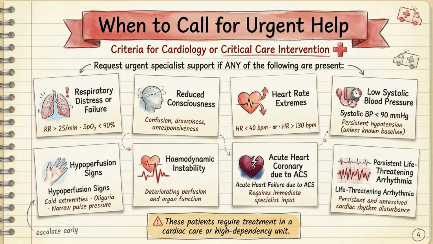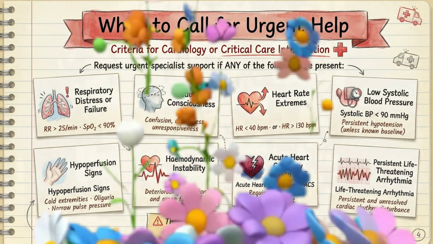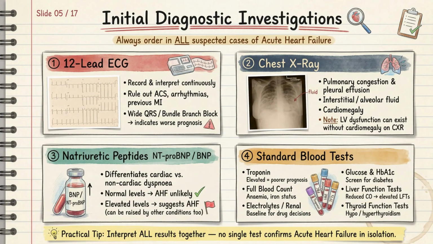Persistent hypotension. Signs of hypoperfusion, cold extremities, oliguria, narrow pulse pressure, hemodynamic instability, deteriorating perfusion and organ function, acute heart failure due to ACS requires immediate specialist input, and persistent life-threatening arrhythmias. These patients require treatment in a cardiac care or high dependency unit. Escalate early. Now let's move to investigations, and the rule here is simple.